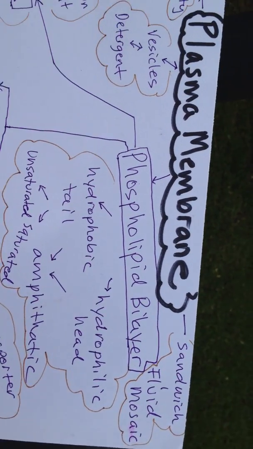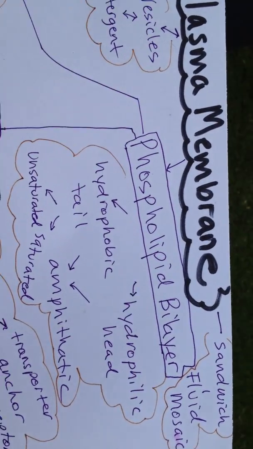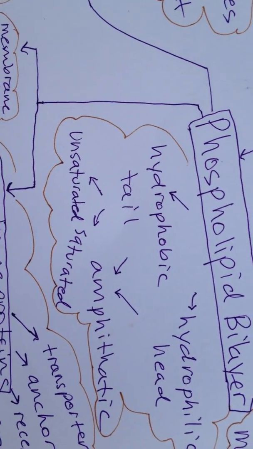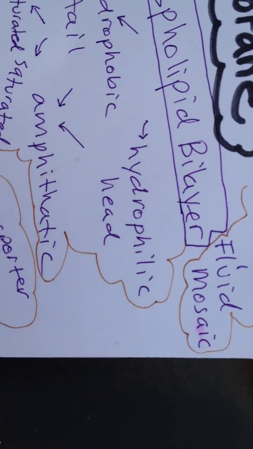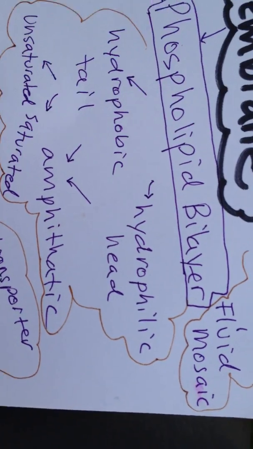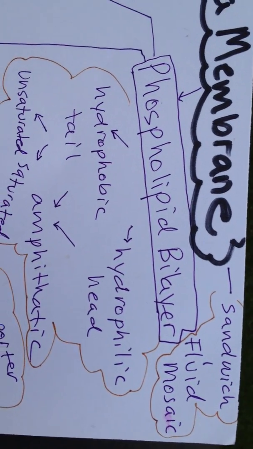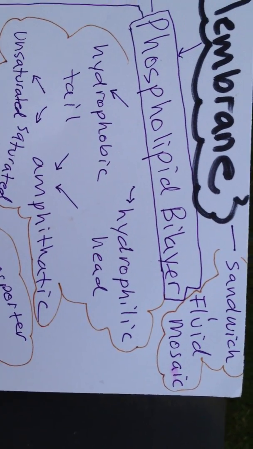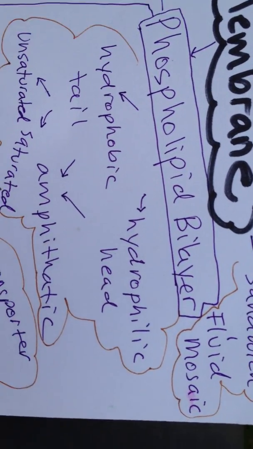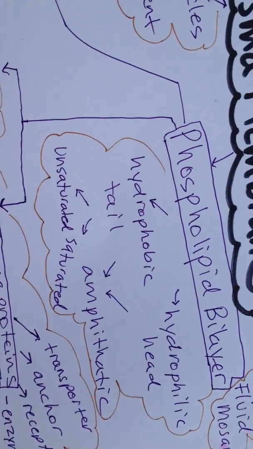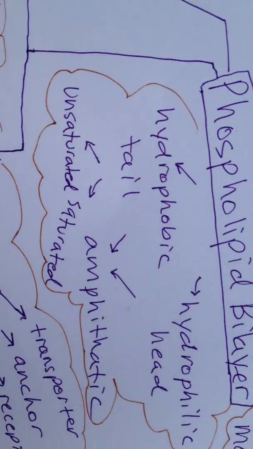Now, the phospholipid bilayer has a hydrophobic tail, which faces the inside of the membrane, and the hydrophilic head, which faces the outside, like the two parts of a sandwich. So say the hydrophilic heads are the bread, both the top layer and the bottom layer, and the hydrophobic tail is the meat and cheese.